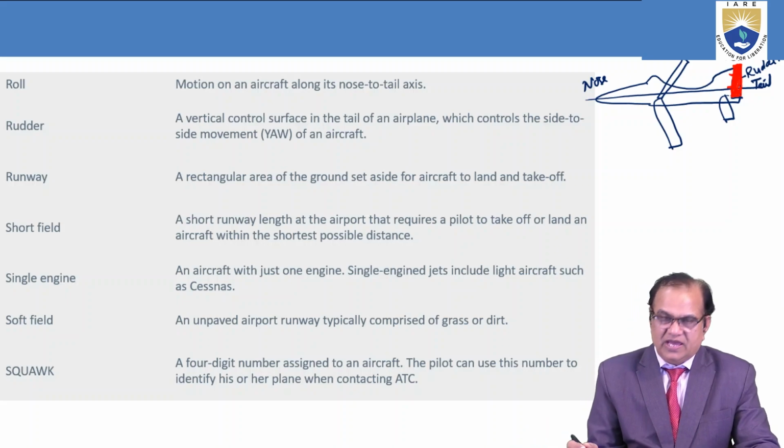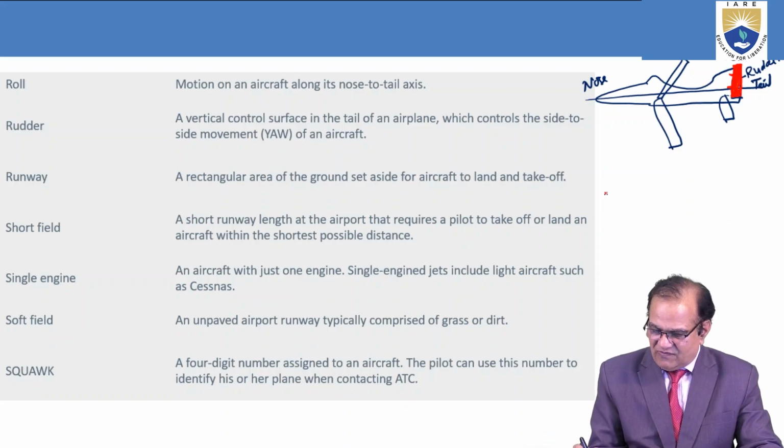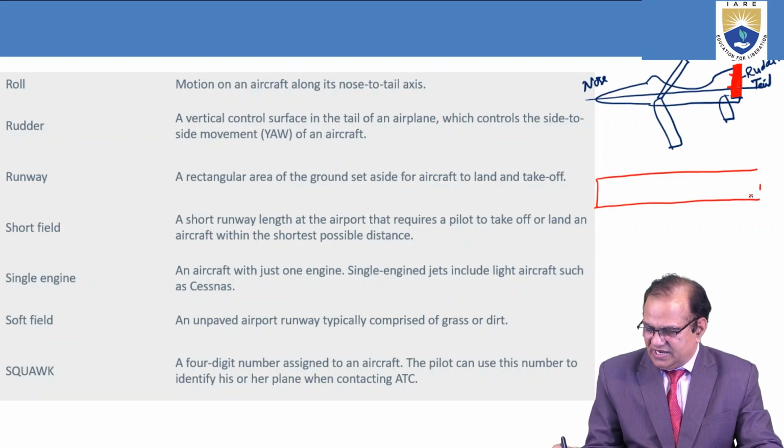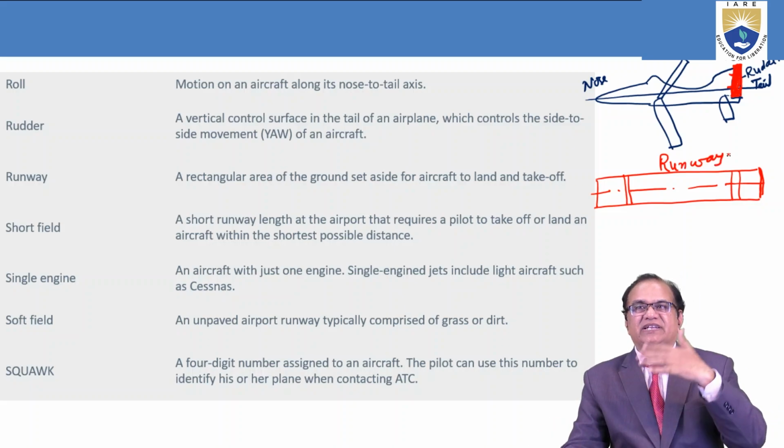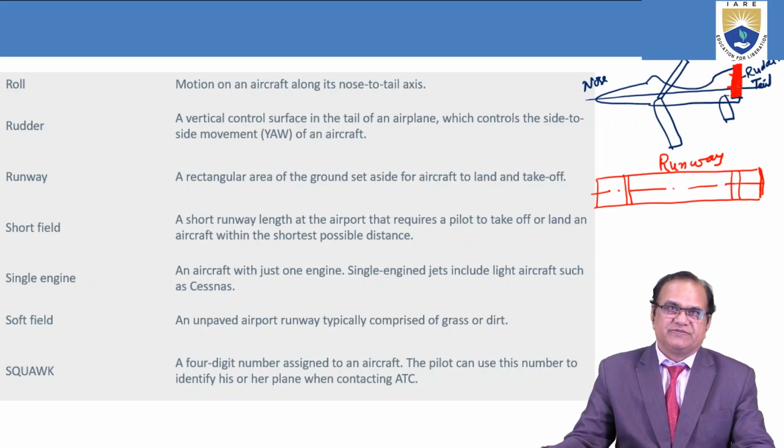Runway: a rectangular area of the ground set aside for aircraft to land and take off. So, like this, one strip is there. In between we have the center line. There will be some yellow lines here and here. And this is called the runway, where aircraft are landing and taking off and doing all types of ground maneuvers.